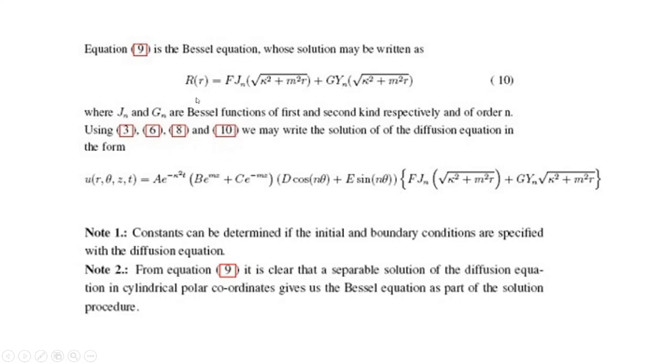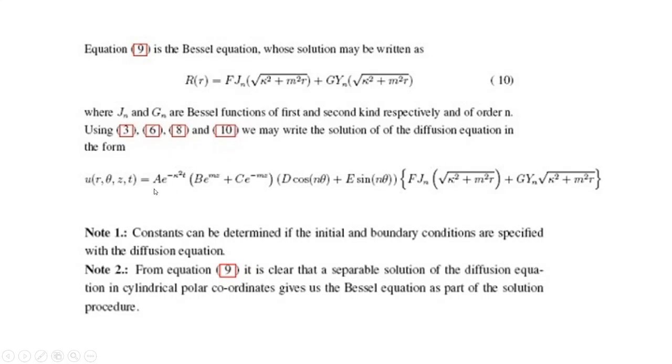So using these equations, 3 gave us capital T, 6 gave us capital Z, 8 gave us capital H and 10 gave us capital R. We may write the solution of the diffusion equation in the form u of r, theta, z, t equal to just the product of all these terms: capital T, capital Z, capital H and capital R. So this is the final, required solution of the heat equation in cylindrical polar coordinates.